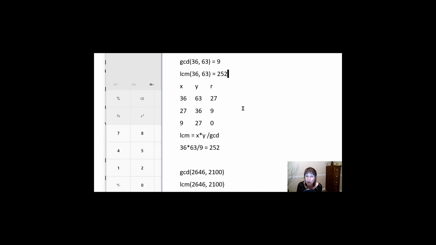All right, so now notice that we did the initial setup, and we went through the loop twice on these really small numbers.